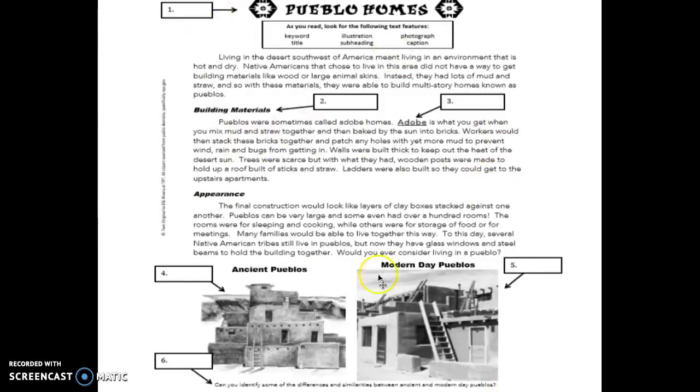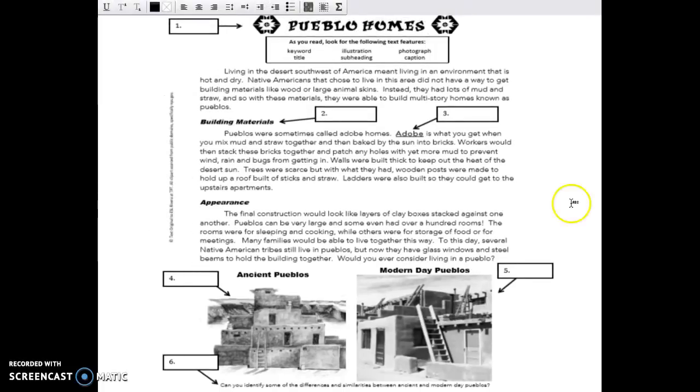So kind of scanning this information and studying these text features, I already have a pretty good idea that this story is going to teach me about a kind of home called a pueblo. So I'm going to be learning some information about pueblo homes as I read this article.